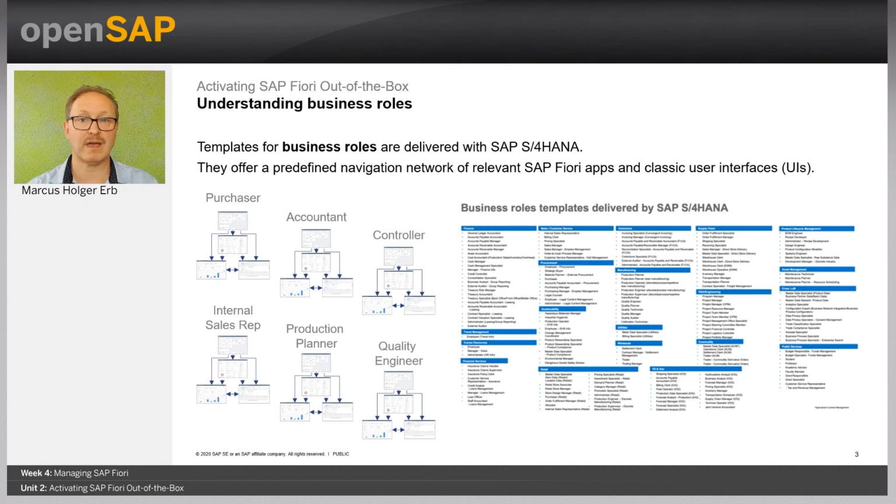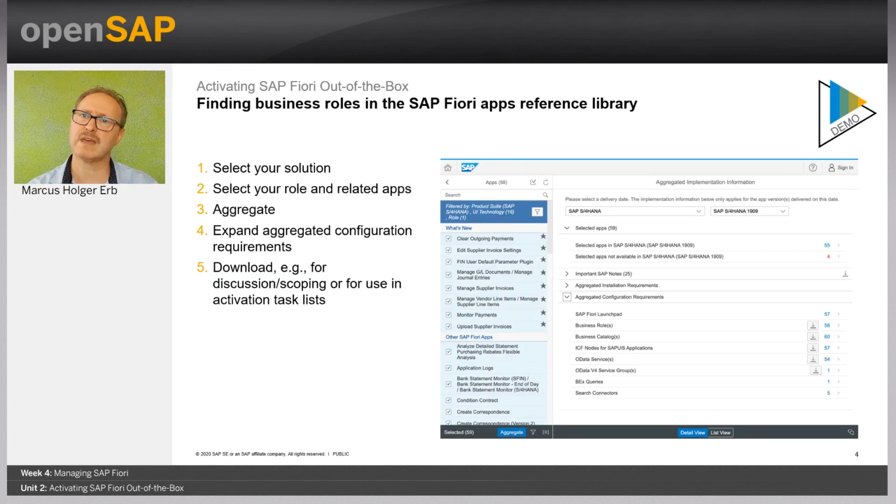Because SAP S/4HANA solutions support a broad range of industries, not every business needs to have every business role. So, the best place to start is by identifying the business roles relevant to your organization. You can find out the business roles in the SAP Fiori apps reference library. Let's see how that works. Katja, please take over.